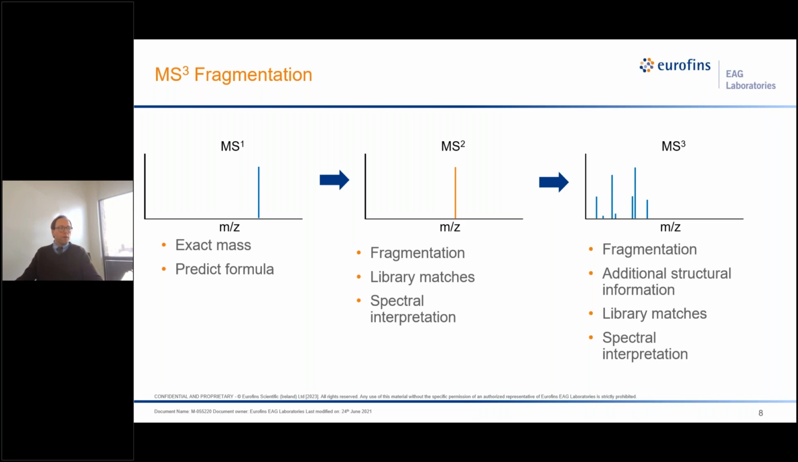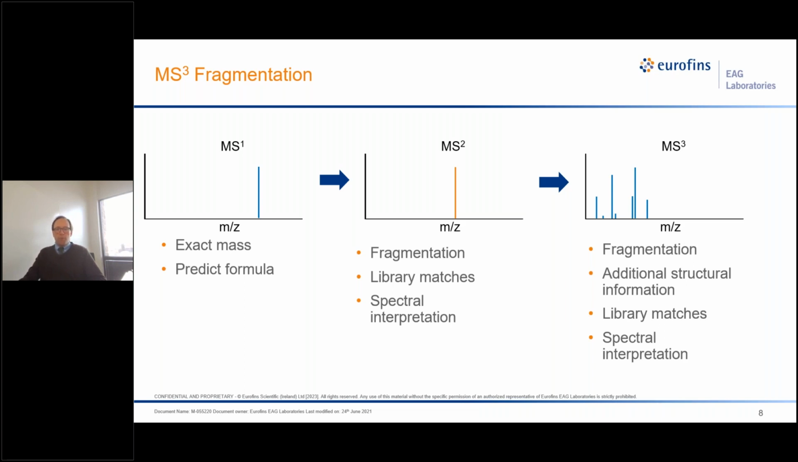So if you look going from the MS1 to the MS2, there's a change in the M over Z values. It's a different ion, but we only really see one. And that's not enough to make a confident assignment. It's not a lot of structural information. So what we can do is isolate that single ion and then fragment further in MS3. So it gives us additional structural information. We can then take it through the same process of library matching or spectral interpretation, and that can help us to get that better identification.